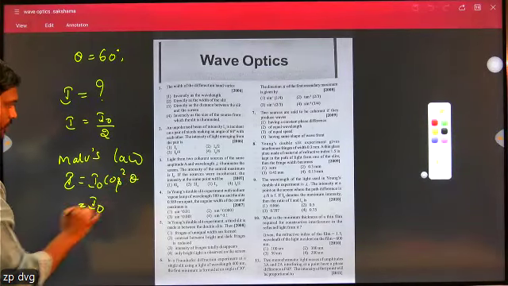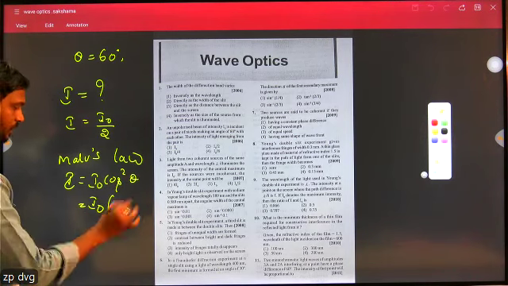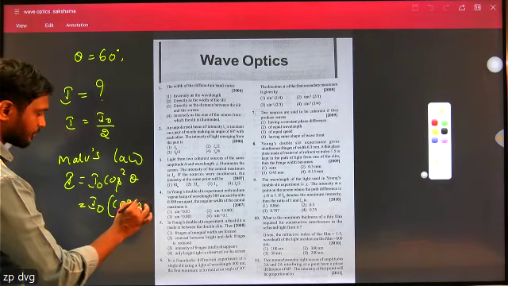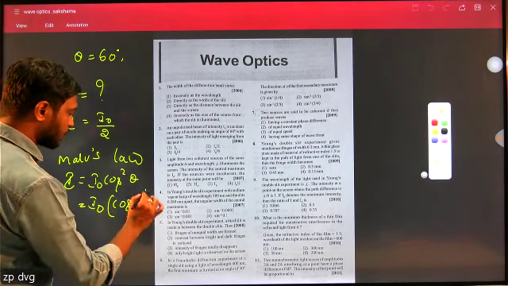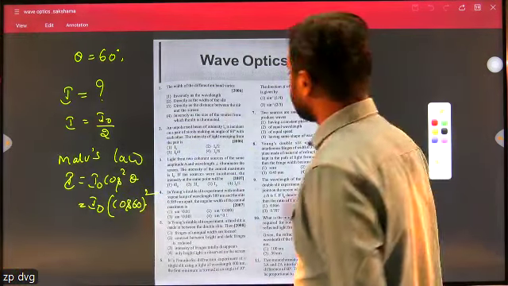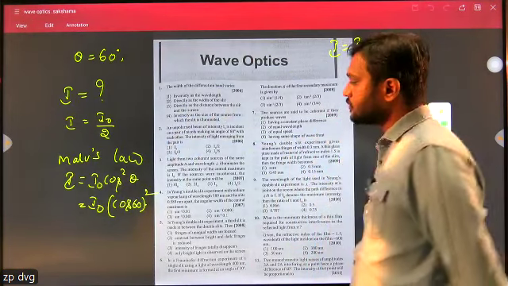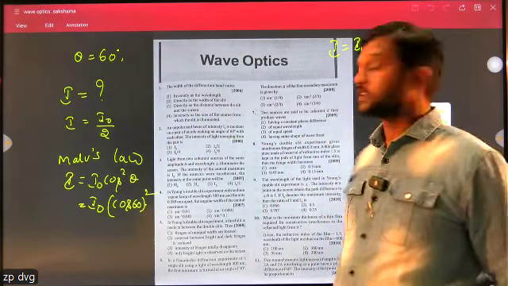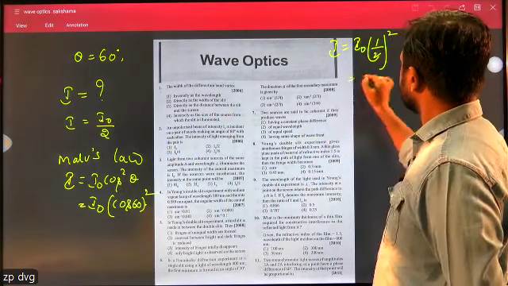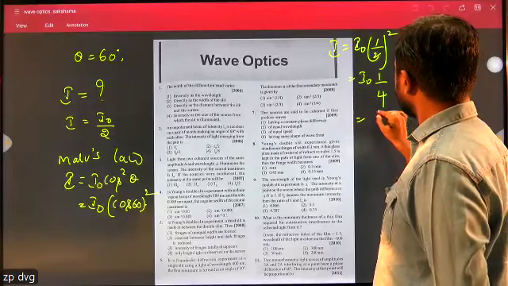Cos square theta, that is cos 60 whole square. Then I equals I naught cos 60 whole square. What is the value of cos 60? 1 by 2 whole square. That is I naught times 1 by 4, that is I naught by 4.